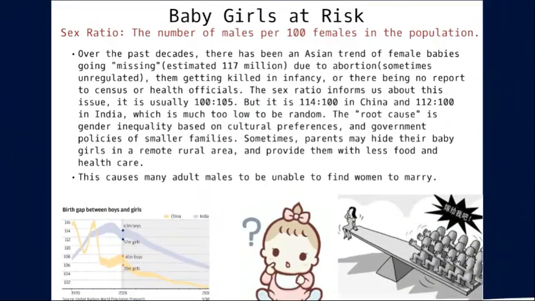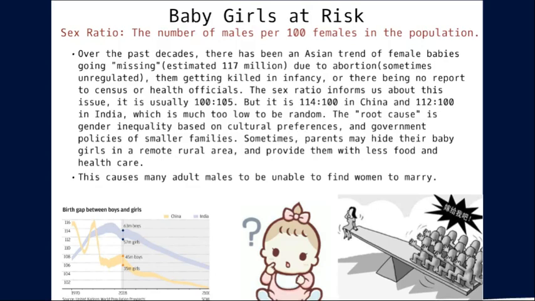Baby girls are at risk. Sex ratio is the number of males per 100 females in the population. Over the past decades, there has been a national trend of female babies going missing, estimated at 170 million, due to abortion, sometimes being killed in infancy, or there being no report to census or health officials. The sex ratio informs us about this issue. It is usually 100 to 105, but it is 114 to 100 in China and 112 to 100 in India, which is much too high to be random.